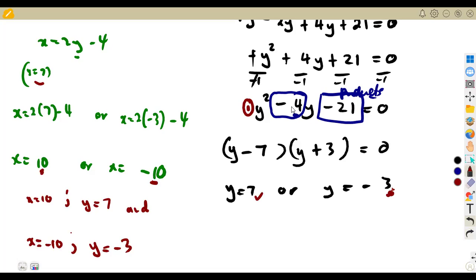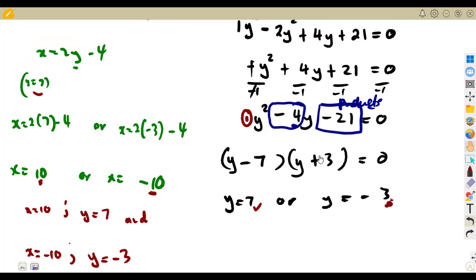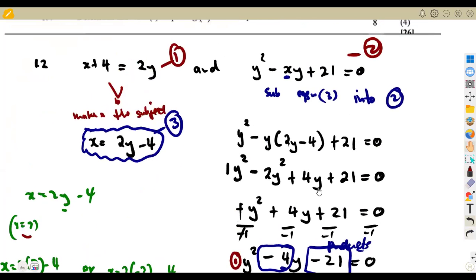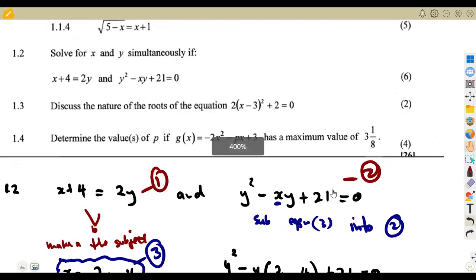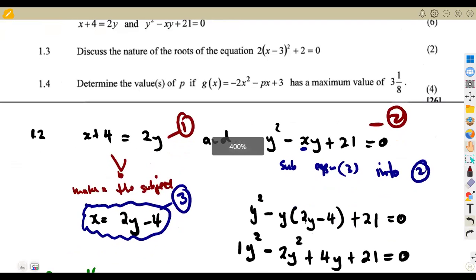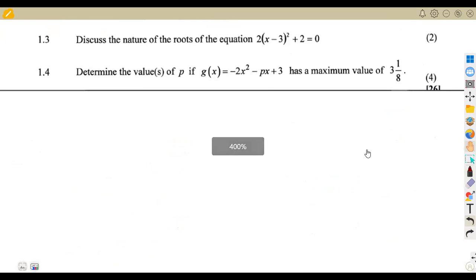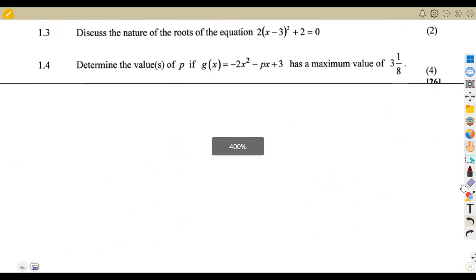So guys, you must be used with your inequalities. I mean, with your simultaneous equations, how to solve these equations. All right, let us check the other part. So that was the simultaneous, 6 marks for that. All right, 1.3, they are now asking us to discuss the nature of roots of this equation.